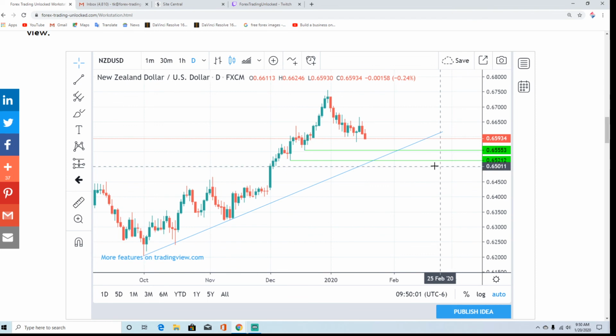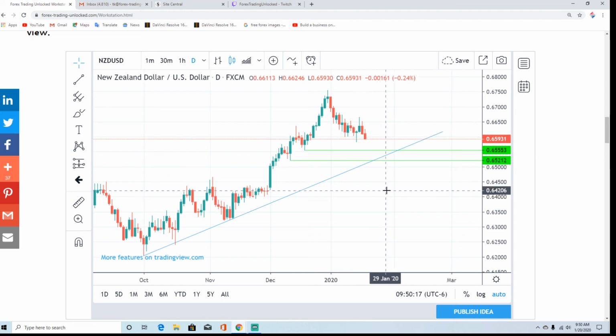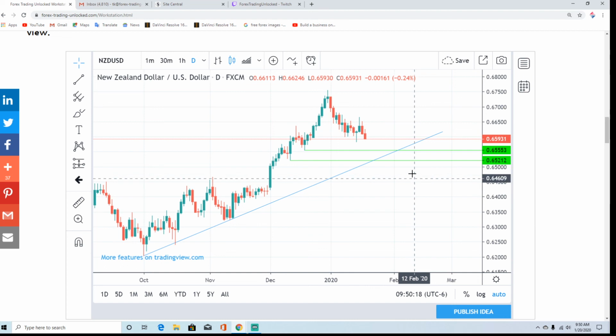In fact, the volatility has been pretty tight. There's not very much of a range today either. We have a high of 66.24 and a low of 65.93, so it's 31 pips. Not a very large range considering most of their trading day is over. So now we're just relying on what's going on with the US dollar and the US markets right now.